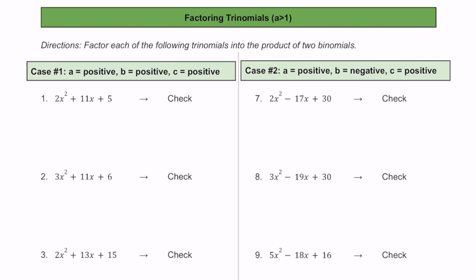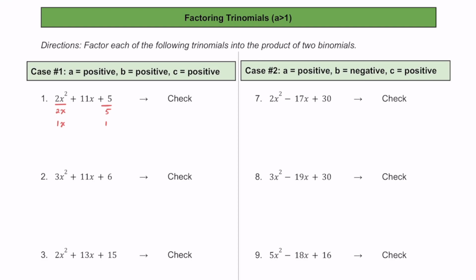Then what we're going to do is take a look at this first term, the 2x squared, and find factors of it. Now 2 is prime, so this is really just going to be 2x and 1x. If you multiply them, you get 2x squared. Then you take a look at this 5 at the end, and it's prime, so you really only have 5 and 1. So in this case, this is going to be nice and straightforward.